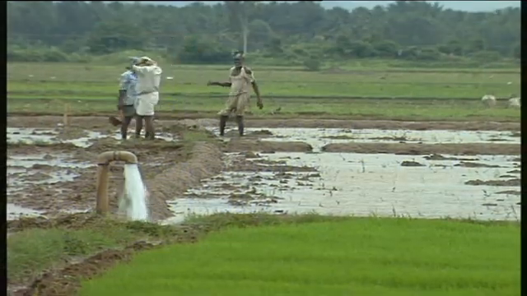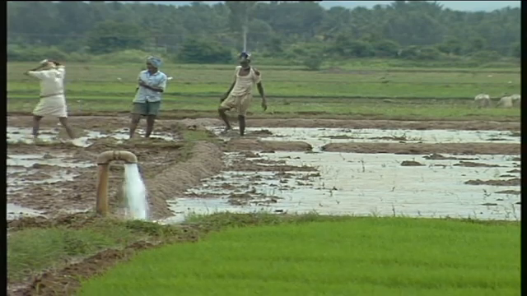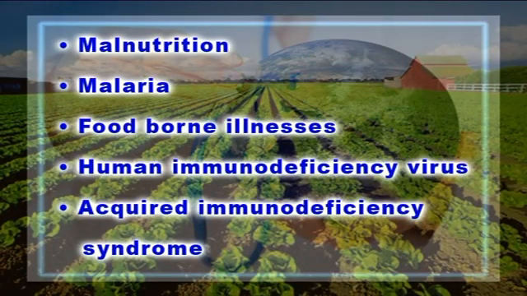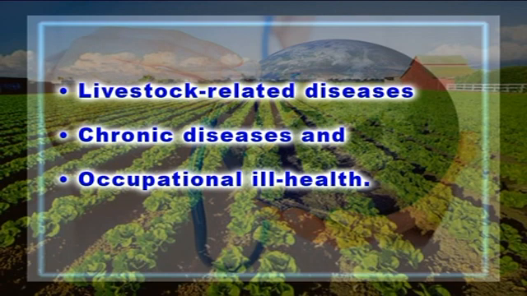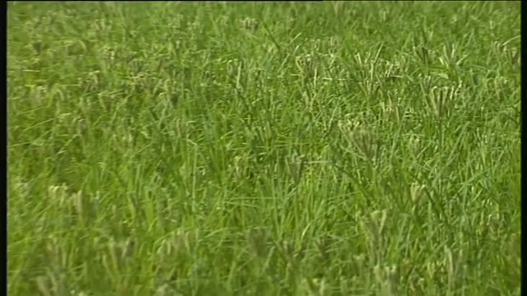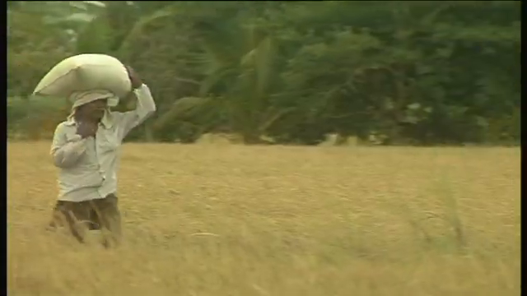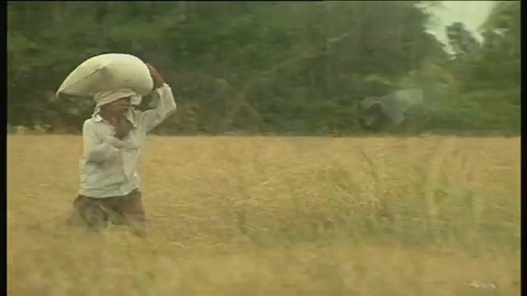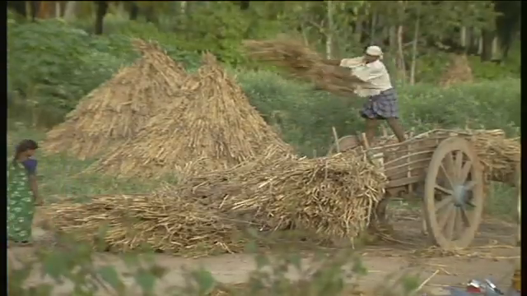At the same time, agriculture can be linked with poor health including malnutrition, malaria, foodborne illness, human immunodeficiency virus or acquired immunodeficiency syndrome, livestock related diseases, chronic diseases and occupational ill health. Health also affects agriculture. People's health status influences the demand for agricultural outputs, and in agricultural communities, poor health reduces work performance, reducing income and productivity and perpetuating a downward spiral into ill health.